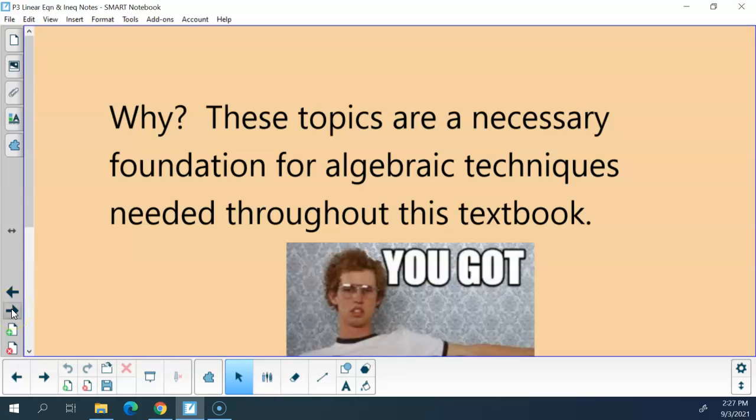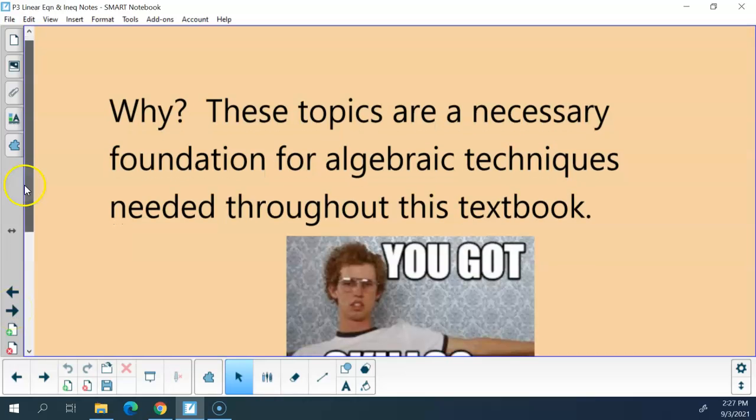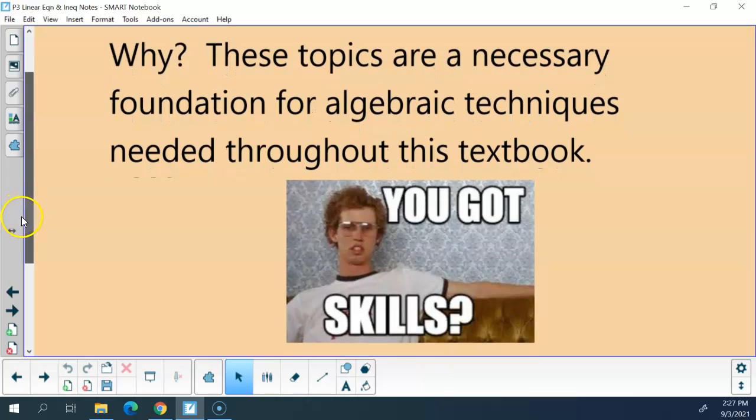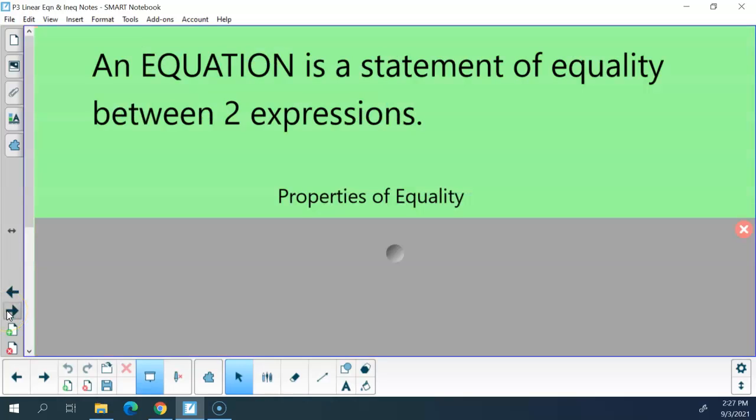All right. So, why are we talking about these? These topics are a necessary foundation for the algebraic techniques used throughout. It says textbook, but really we use algebra the entire year. So that's why we got this. So, an equation is a statement of equality between two expressions.